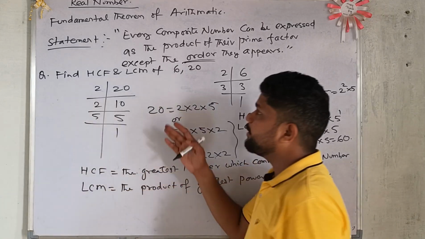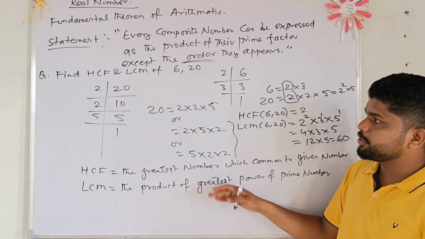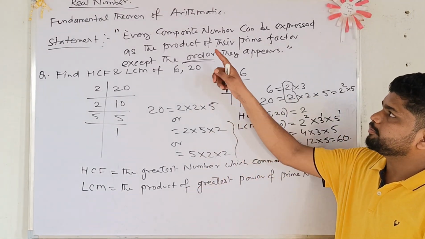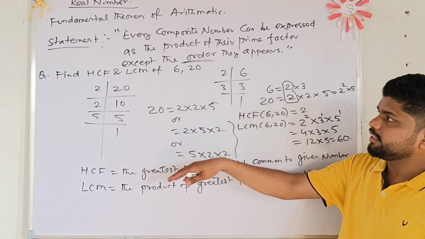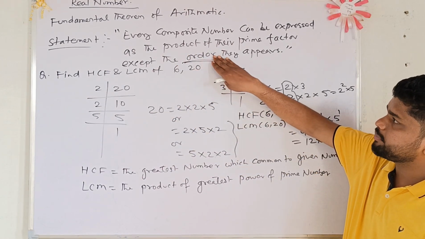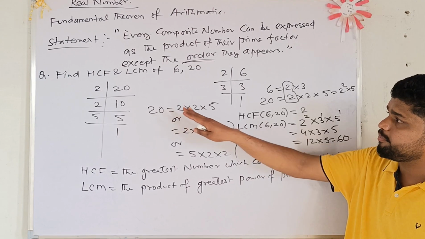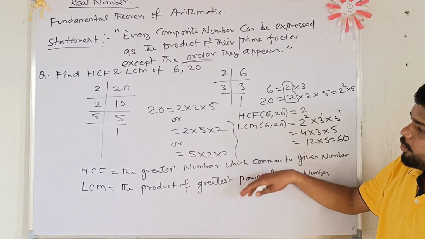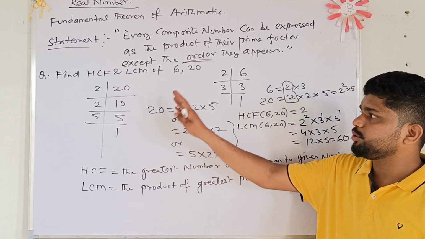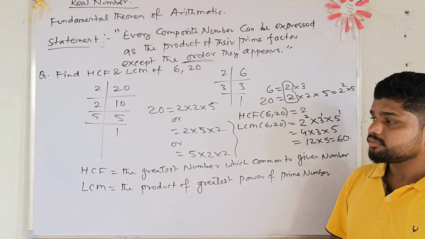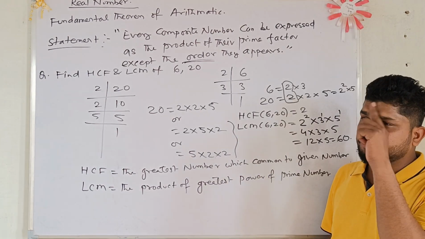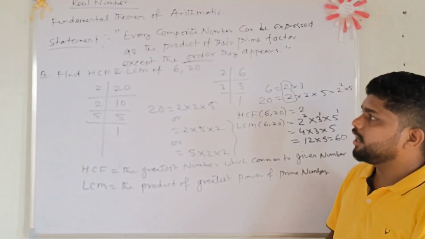So this is the statement and a few examples of the fundamental theorem of arithmetic. I have given you the statement and some examples related to how to find the HCF and LCM of two numbers. In continuation to this, one more thing I just wanted to tell you.